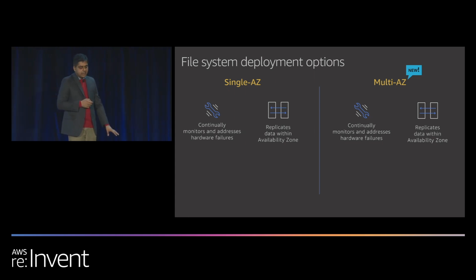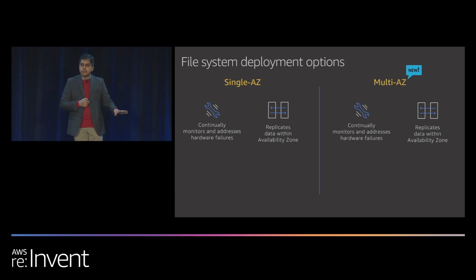With both of these deployment options, the service continually monitors and addresses hardware failures, and it also replicates data within an availability zone. So if a file server or a storage volume component fails, we continually monitor for these failures, and we replace those components in order to ensure continued availability. We also replicate the data so that you get high durability.